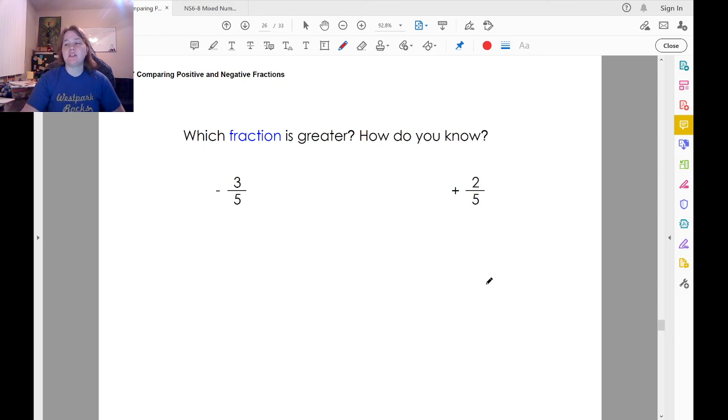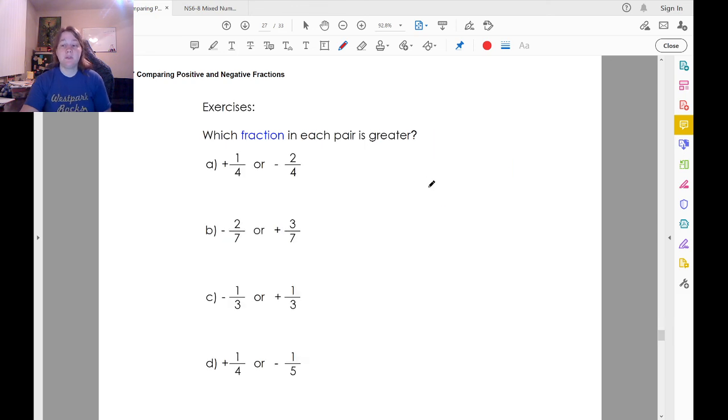So, which fraction here is greater, and how do we know? Psst. There's a negative sign and a positive sign. Positive sign's always bigger. You knew that. Which one's bigger in these pairs? I'm going to give you infinite time because you can pause this whenever you want, but it shouldn't really take you that long to go through.